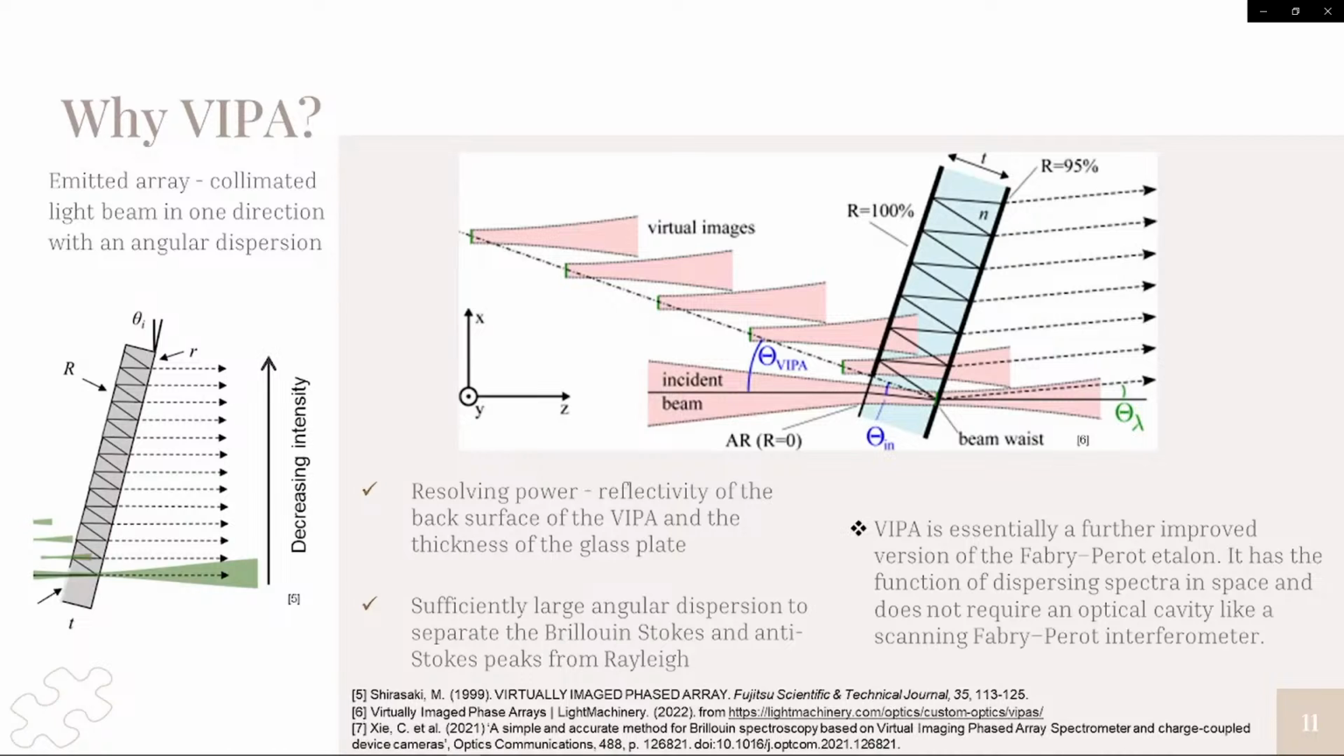What happens in a VIPA is that you have an incident beam which goes through the anti-reflective coating surface, and it has multiple reflections inside the glass etalon. What you get behind this partially reflective coating is a virtual image. It's an array of light with decreasing intensity from bottom to top. The bottommost has the highest intensity, and then you have decreasing intensity to the top.